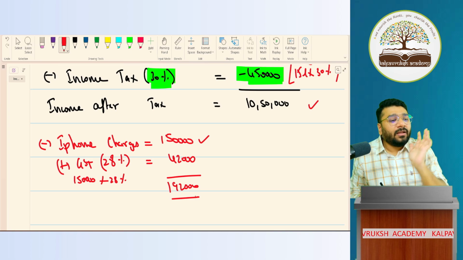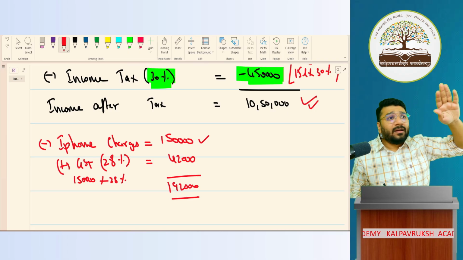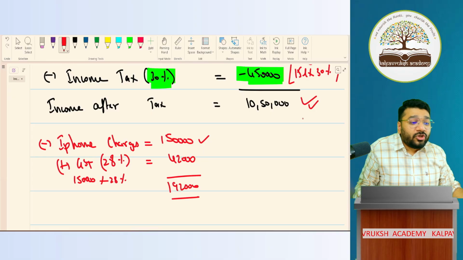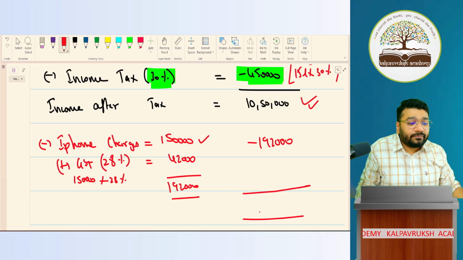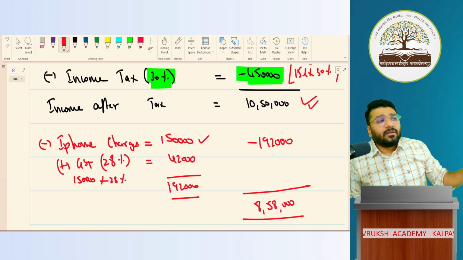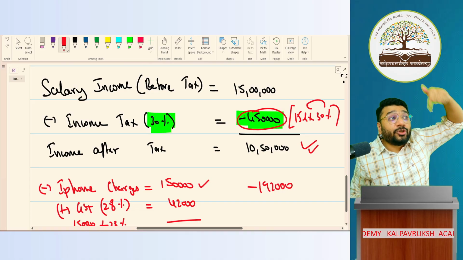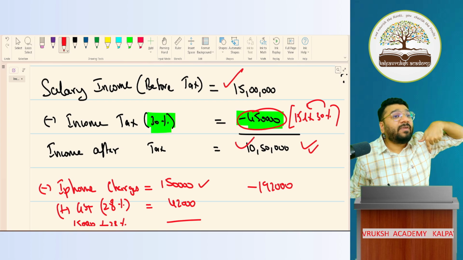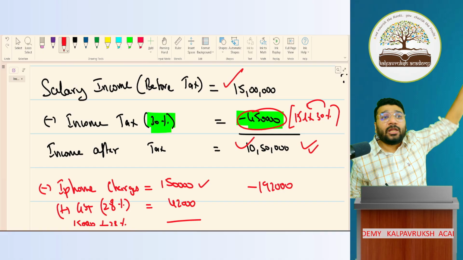Now this 192, should I add to this 1050 or minus from 1050? I purchased the iPhone from my income. So the moment I pay 192, my income will reduce. So I'll minus 1,92,000. What is my balance income now? 8,58,000. Okay, not okay. This 4,50,000 income tax has reduced your income. Before tax, your income was 15 lakh. After tax, it is 1050. So tax reduces your income. Yes or no? Yes. It's a tax directly on your income.